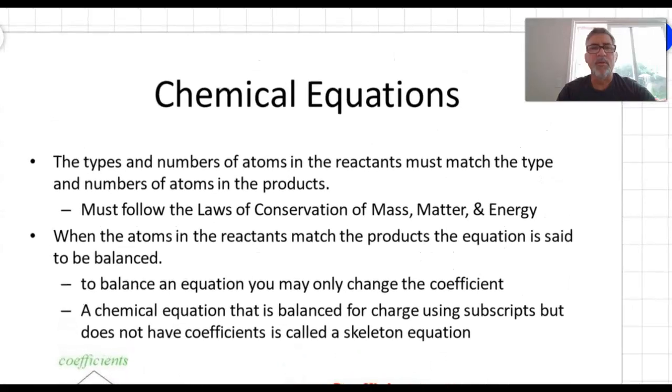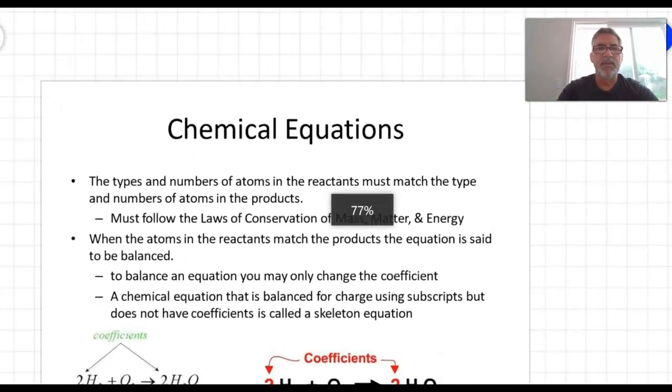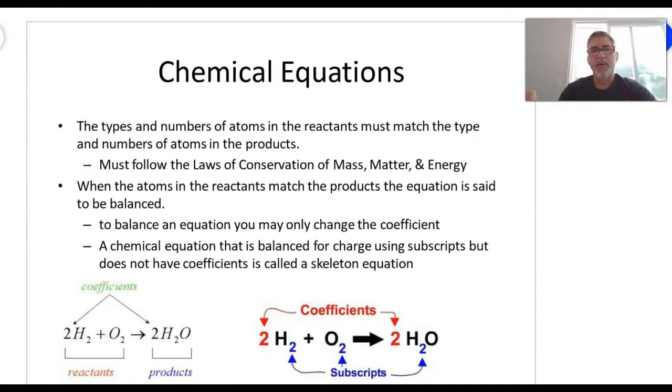All right, so chemical equations must follow what are called the laws of conservation. You remember those laws all the way from elementary school, probably. Matter is not created or destroyed, only transferred from one substance to another. So those are the laws.